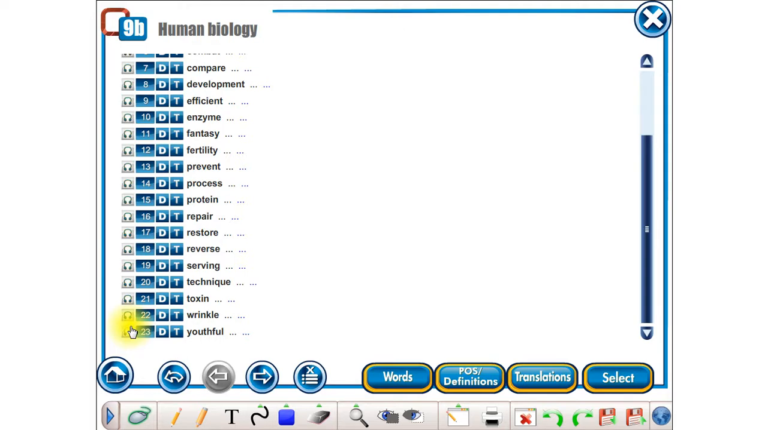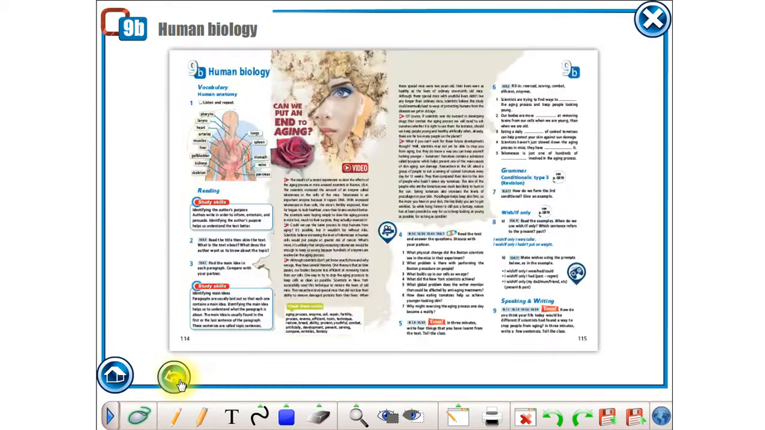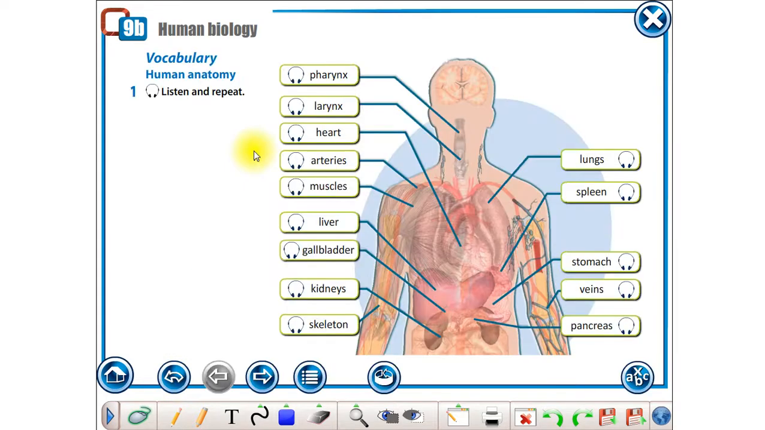All these words and phrases can be used while you are answering the questions according to the article about the aging process. So, boys and girls, do you remember human anatomy? So now please, exercise 1, page 114. Listen and repeat. Let's revise.